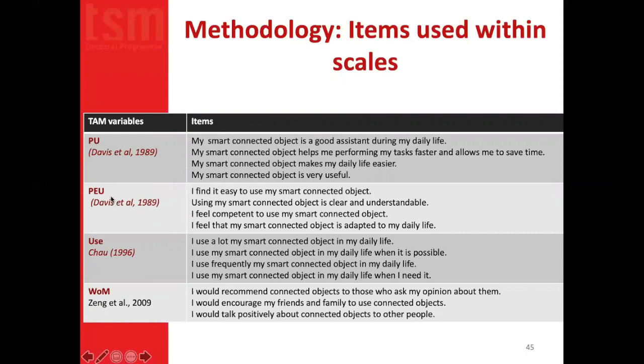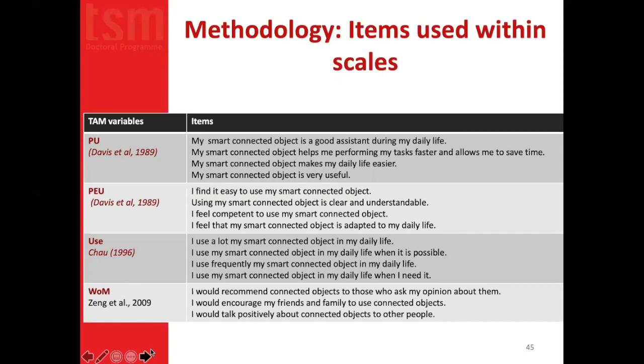Perceived ease of use, we also used the Davis scale. It refers to: I find it easy to use my smart connected object. It is clear and understandable. I feel competent to use it, and it's adapted to my daily life. The usage is attached usage: I use my smart connected objects a lot in my daily life, whenever it's possible, when I need it. Word of mouth: I would recommend smart connected objects. I would encourage my friends and family to use connected objects, and I would talk positively about them.